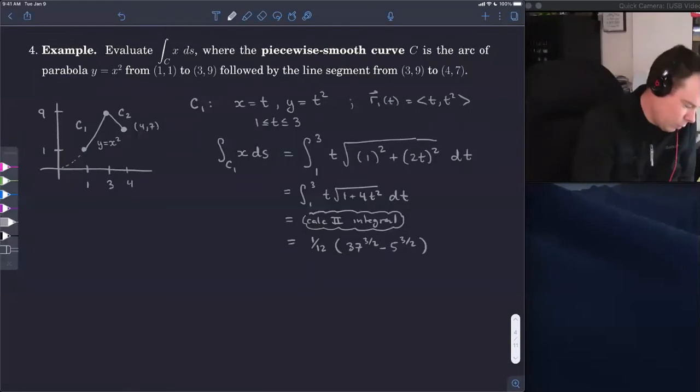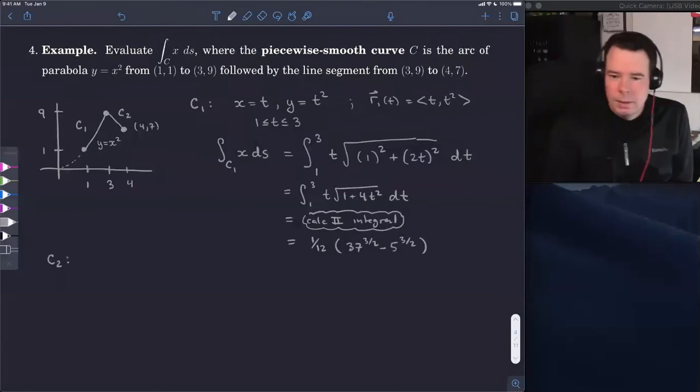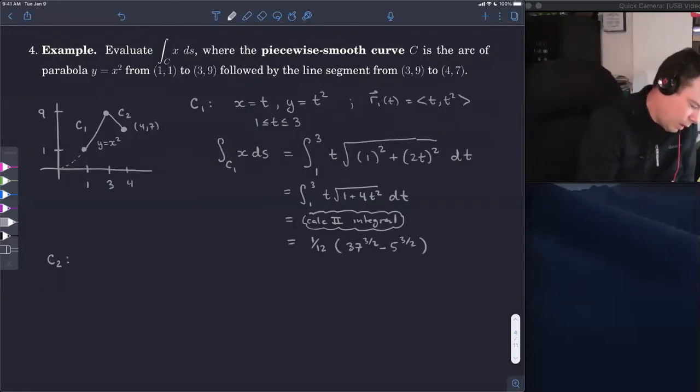We still have the second one to do. That is C2. I want to integrate over that line now. And in this case, we're not given anything about the line other than just the starting point and the end point. So how do we get our parameterization for the line? I'll write that as r2 of t.